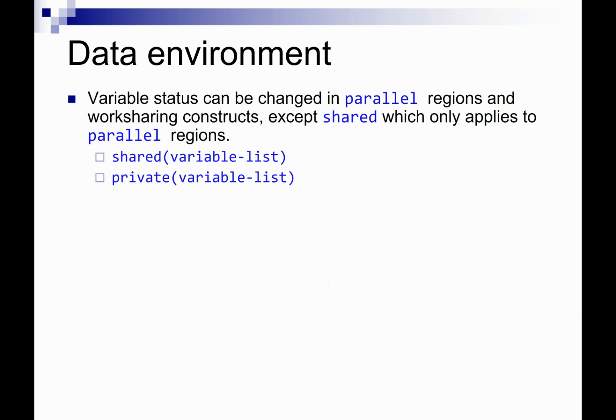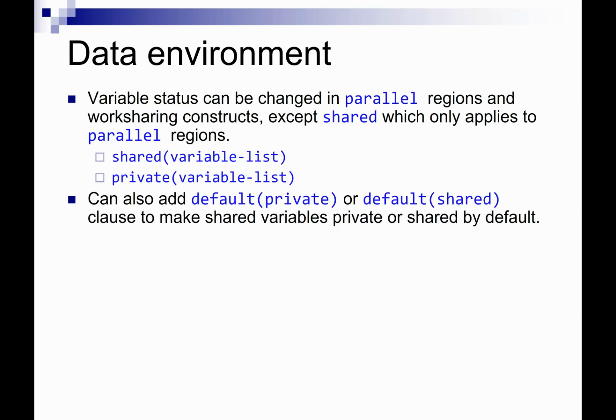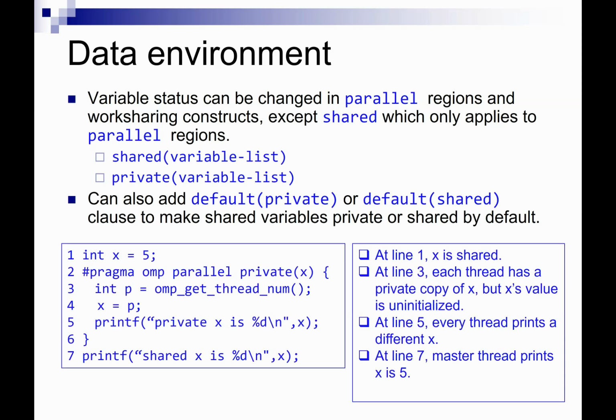Now you can also control whether variables are shared or private. The way you can do that is using these shared or private constructs. So you write shared, and then you give a list of variables, and then those will become shared between the threads. If you write private with the variables, they become private. And then you can also make the variables by default shared or private.